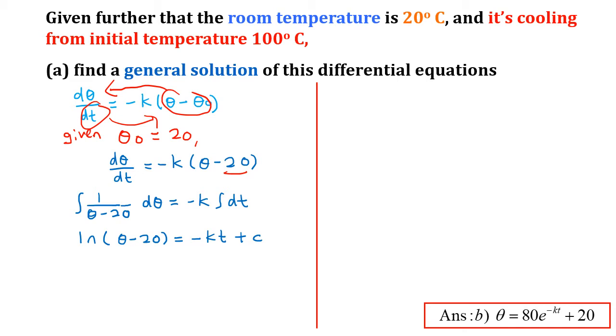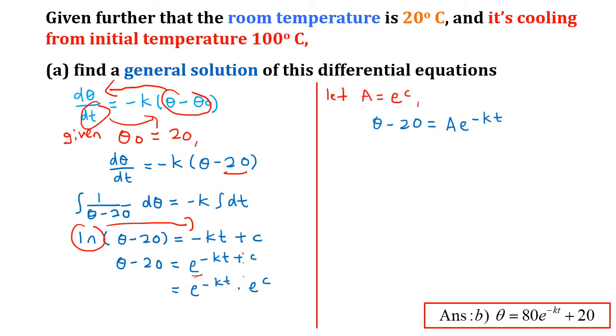Okay, next, before we go to the initial temperature, let's try to put theta as the subject. So we bring ln to the right hand side, so it will be an exponent on the right hand side, and then we split, plus c here, so it means e^(-kt) times e^c, right? And then we let A equal e^c, so we can put at the front e^c becomes A, so Ae^(-kt).